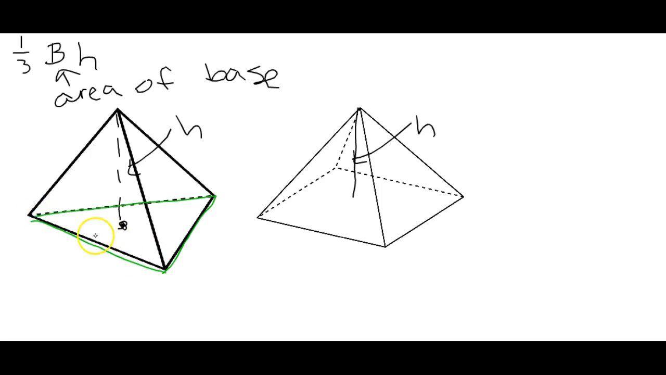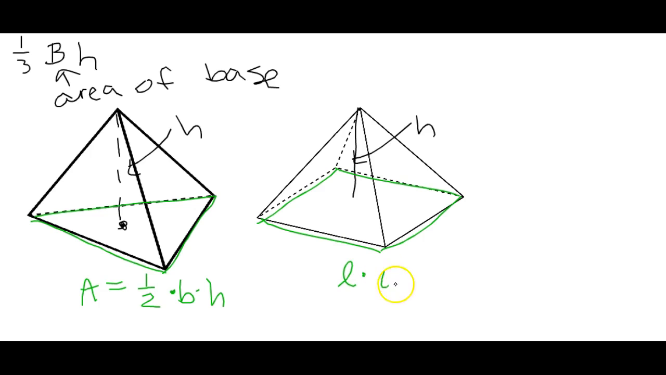On our first pyramid, we have a triangular pyramid. On our second pyramid, we have a rectangular pyramid. So on this first one, we need to know the area of a triangle, which is 1/2 times the base of the triangle times the height of the triangle. And on this one, we need to know the area of a rectangle, which was length times width. So for each pyramid, this would be incorporated where it says B.